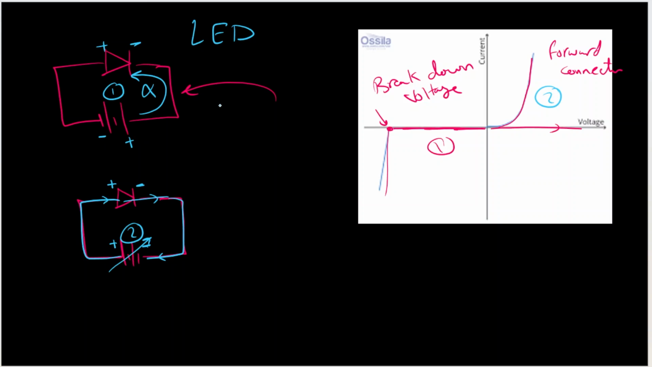So this one is working as just an open switch. It will not let current flow. So this is called the IV characteristic graph for the LED, or light emitting diode.